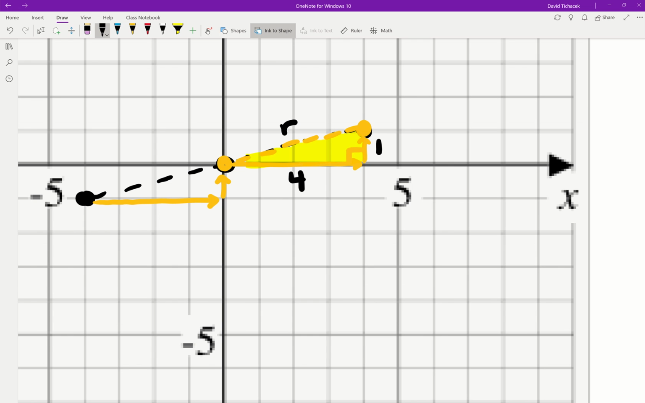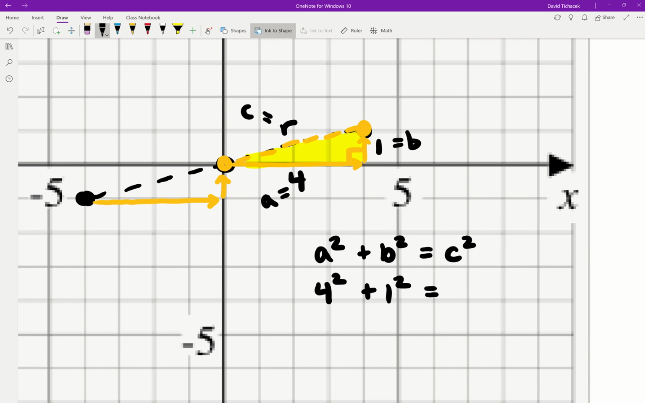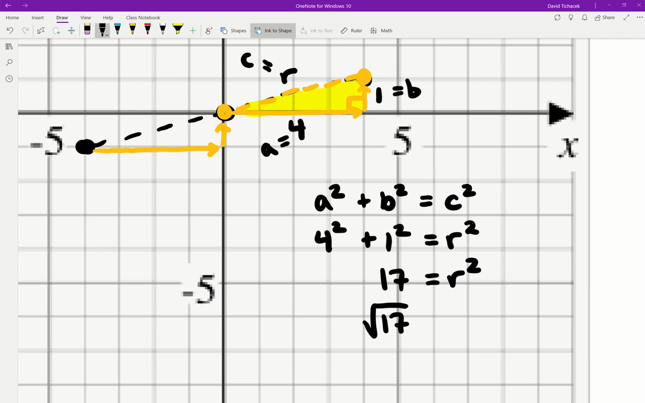So if we're doing a squared plus b squared equals c squared, we might do 4 squared plus 1 squared, and that's going to be equal to c squared, which is our radius. And so playing the role of c is just going to be that radius that we wanted, r squared, okay? And so if you clean this up, 4 squared is 16, 1 squared is 1, so that would be 17 is equal to r squared. And so if we take a square root of both sides, the square root of 17 is going to be equal to our radius, okay?